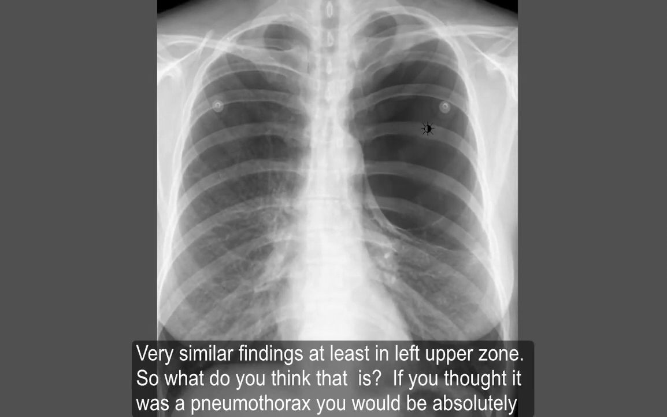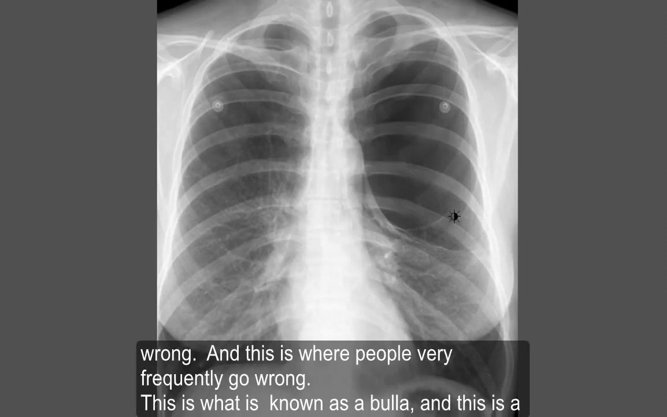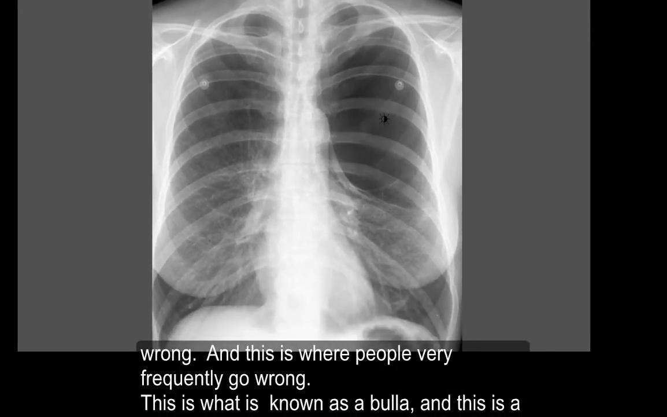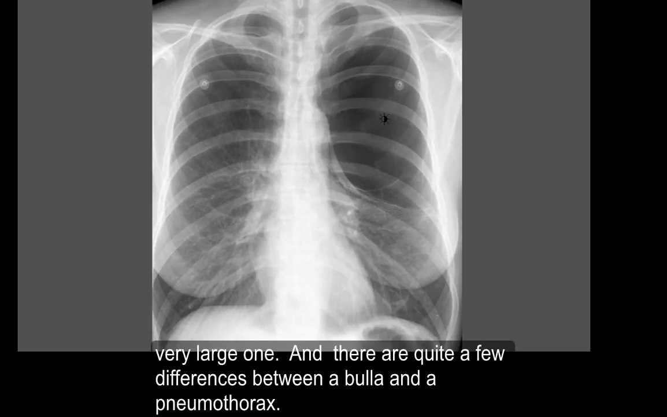So, very similar findings, at least in the left upper zone. So what do you think that is? If you thought it was a pneumothorax, you would be absolutely wrong. And this is where people very frequently go wrong. This is what is known as a bulla, and this is a very large one, and there are quite a few differences between a bulla and a pneumothorax.